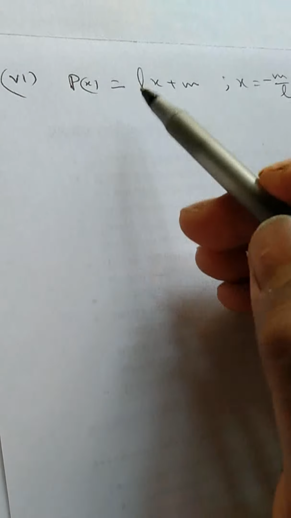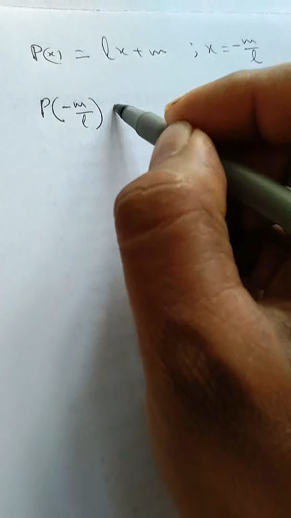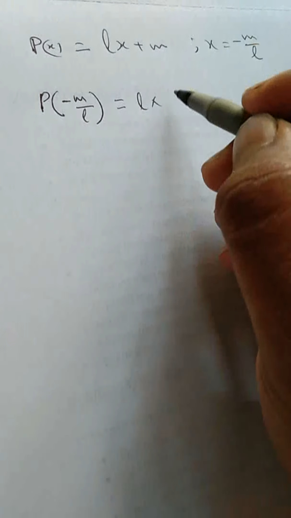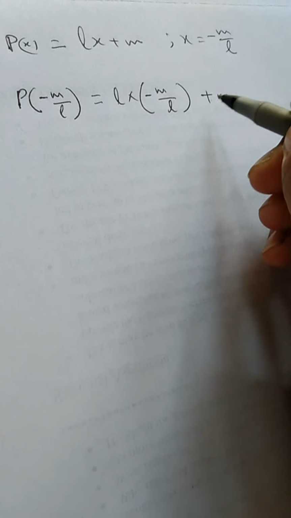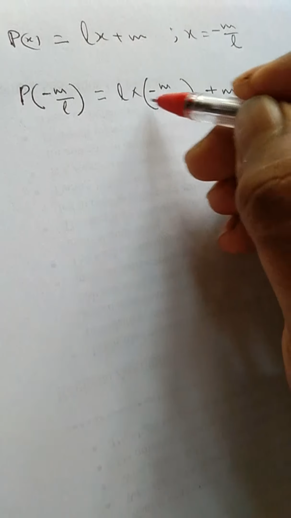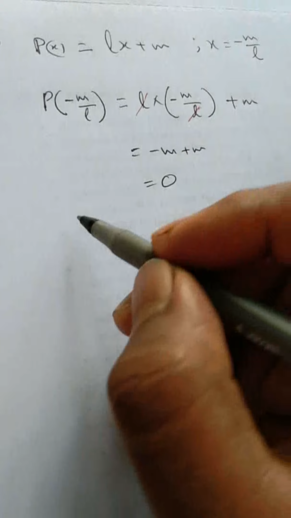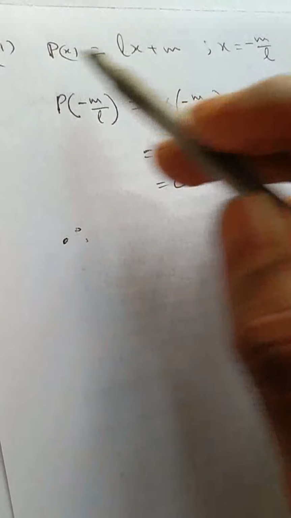Sixth number, p(x) is given as lx plus m, where x is minus m by l. So here also in place of x we will write minus m by l. So l into x, here we will put the value minus m by l, and then plus m. So here l will be cancelled out, then minus m plus m is left, which equals 0. So therefore this is also a 0 of this given polynomial.